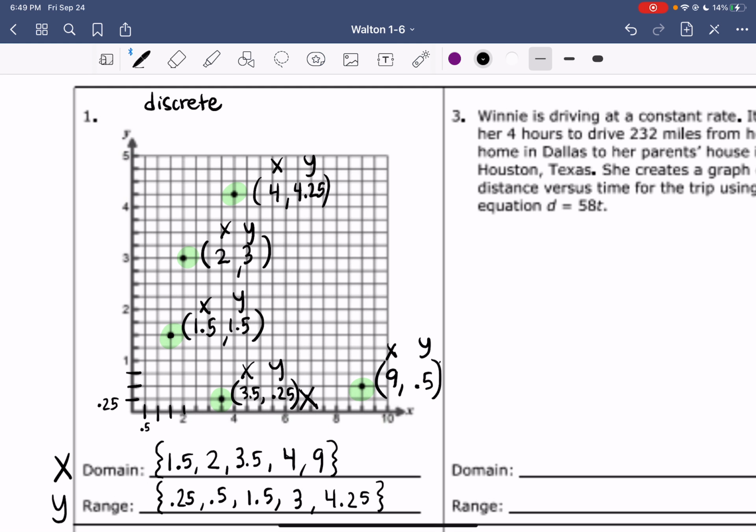We need to understand that for discrete graphs, we are able to physically list all of the domain and range values. This is not a continuous graph because we can physically see each of the individual y and x values, unlike a continuous graph with all of the extra decimals. So there's question 1.